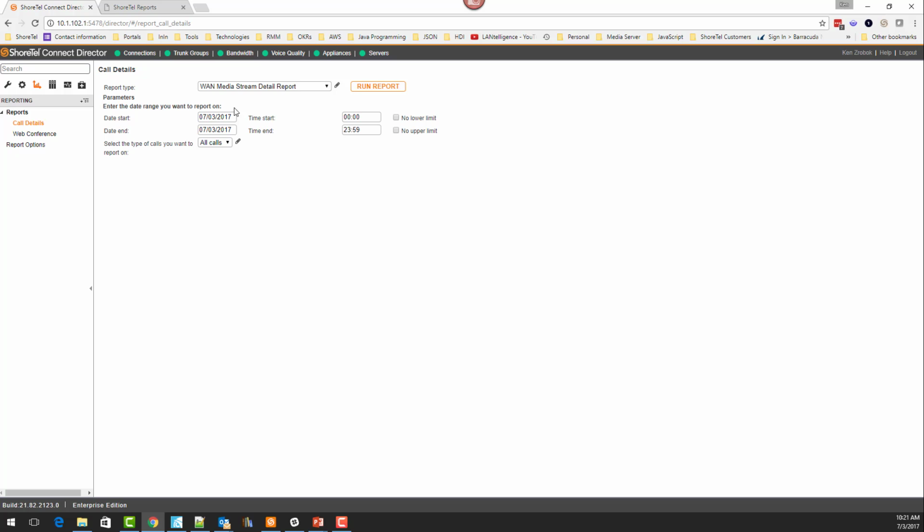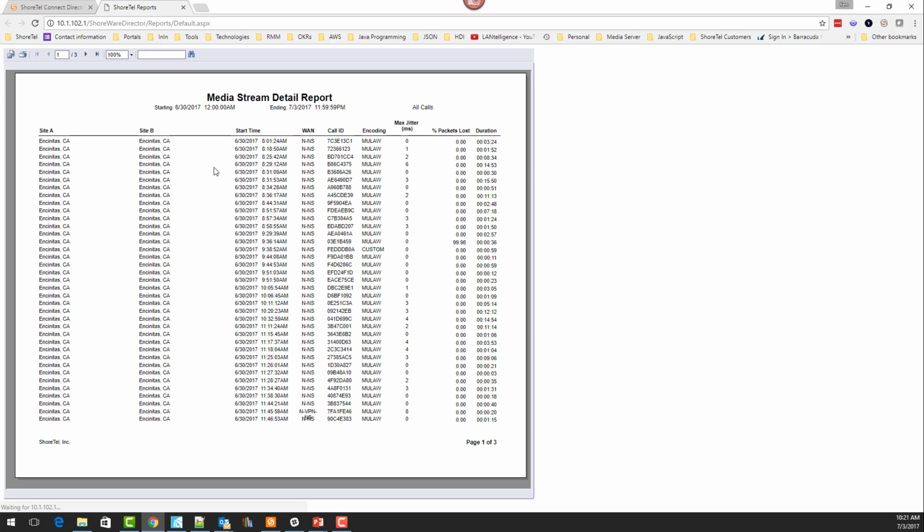If I go back here and I just want to make this, let's say, go back to Friday. Let's run this report again. I'll close that one. Let's see if we get some more detail. And now we have some more detail. So you see site A and site B are both the same location, Encinitas. And then you'll see the encoding, the G729, the G711, the jitter, the percent of packet loss. So for instance, we have one here that this call had almost 100% packet loss. Chances are that call is going to be a bad call. Not sure what, maybe a bad cable or something like that, or a bad port.